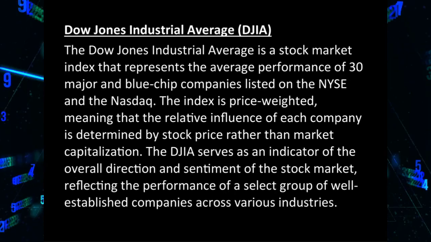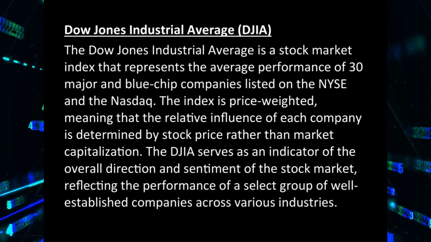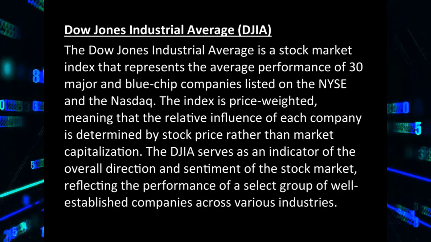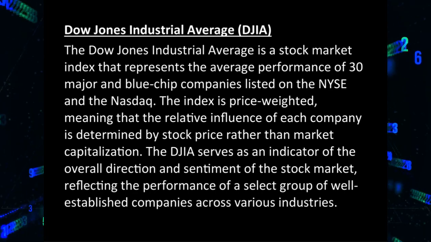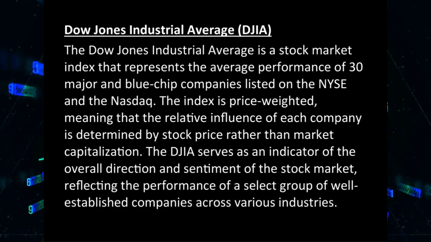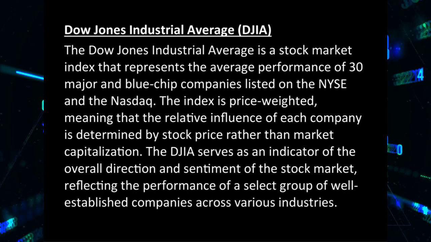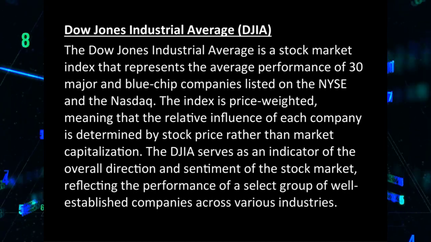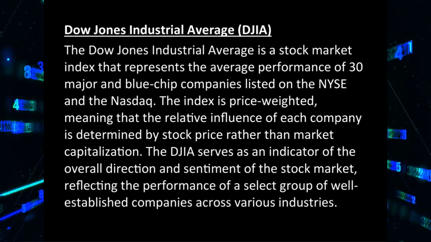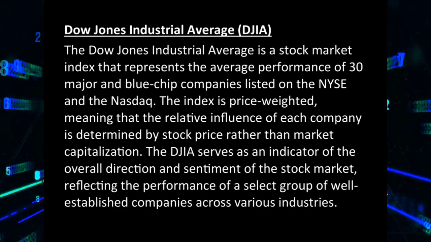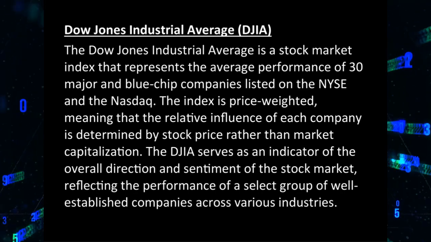Dow Jones Industrial Average. The Dow Jones Industrial Average is a stock market index that represents the average performance of 30 major and blue-chip companies listed on the NYSE and the Nasdaq. The index is price-weighted, meaning that the relative influence of each company is determined by stock price rather than market capitalization. The Dow Jones Industrial Average serves as an indicator of the overall direction and sentiment of the stock market, reflecting the performance of a select group of well-established companies across various industries.